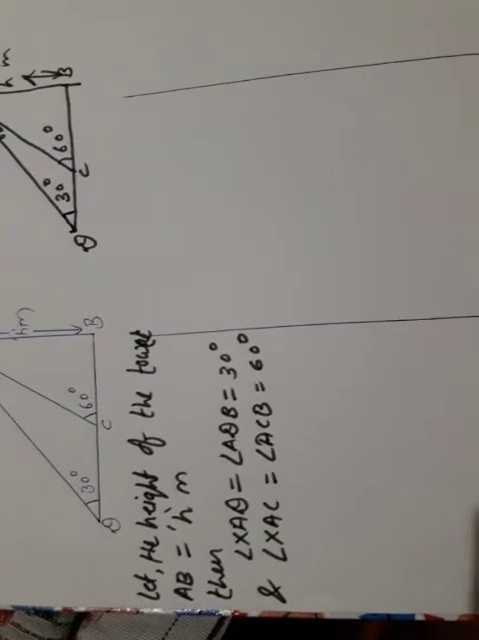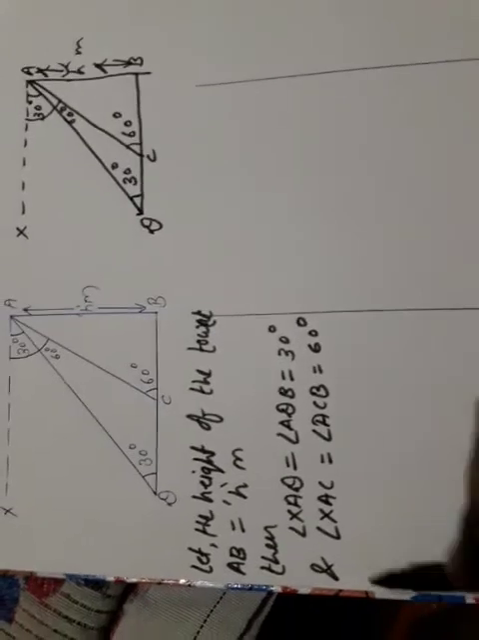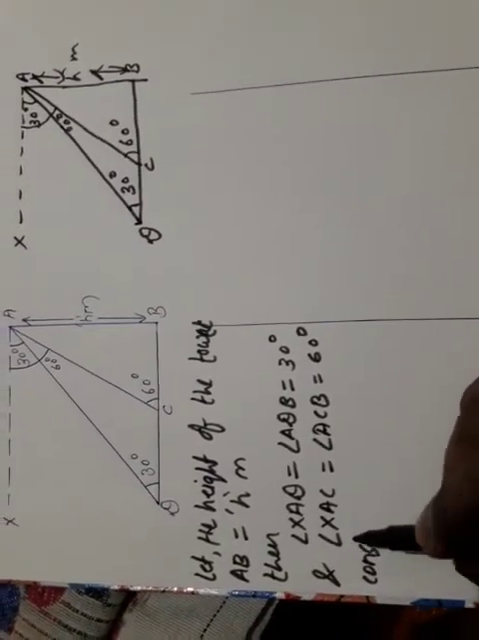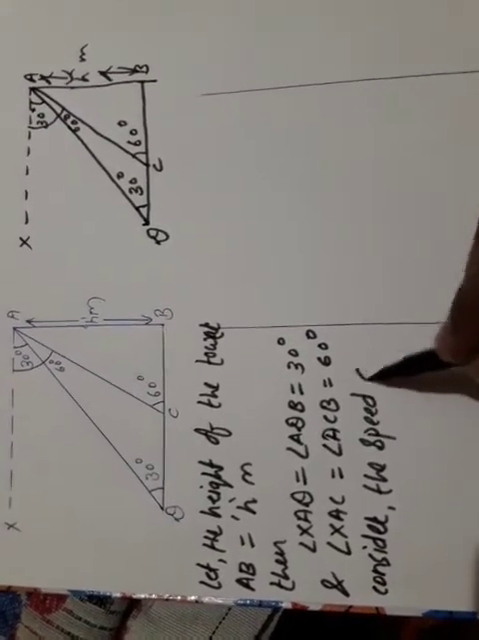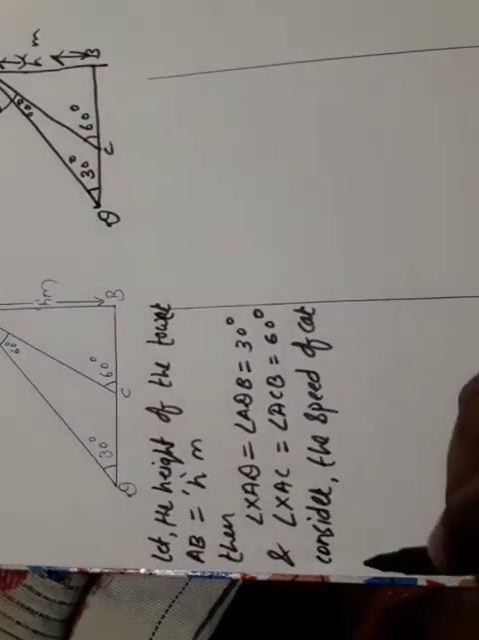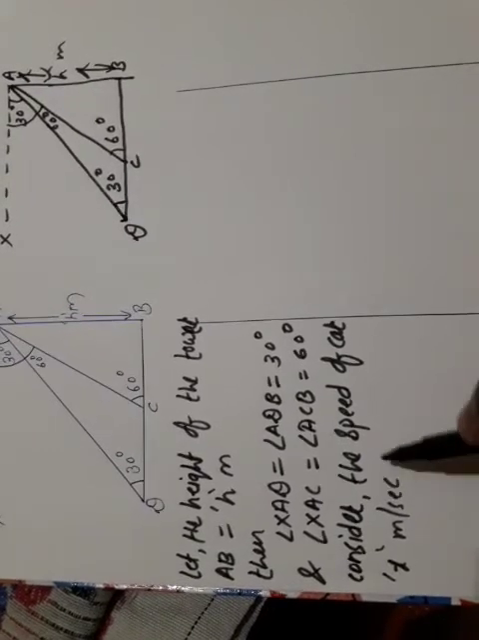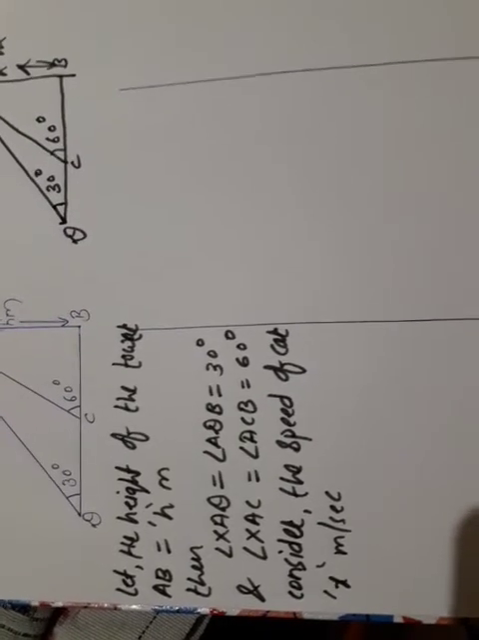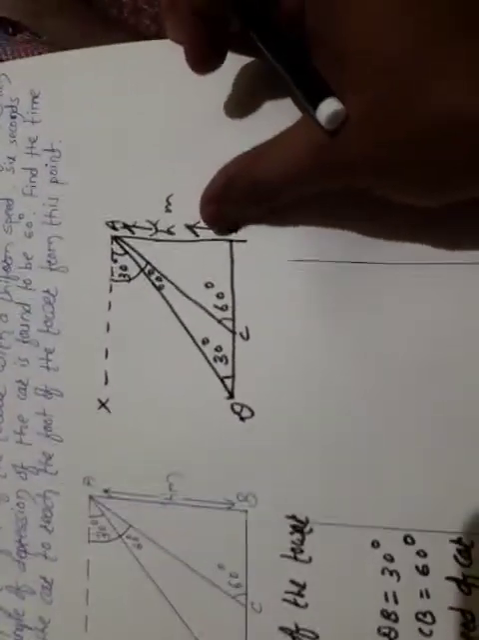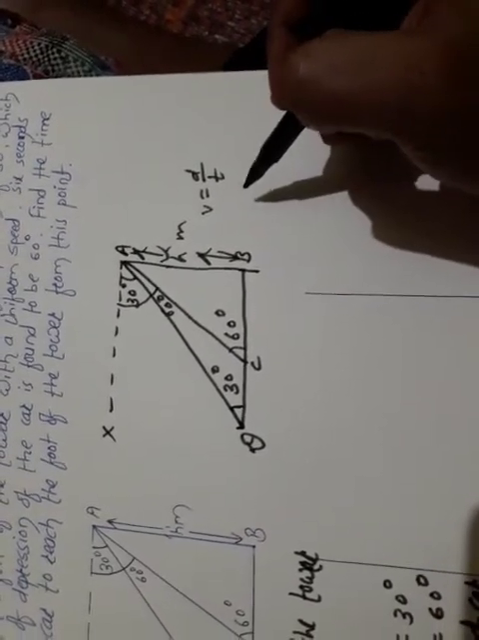First of all, what we will do, we will consider that speed. Consider the speed of the car, that is x meter per second. Consider the speed of car x meter per second. Are you getting? Okay, then look here. Now you know that very well. I told you the formula. What I told? Velocity is equal to distance divided by time. V is equal to d divided by t.